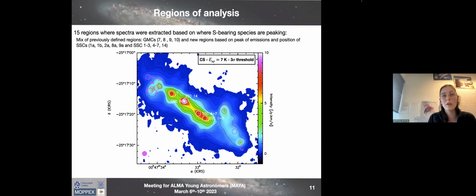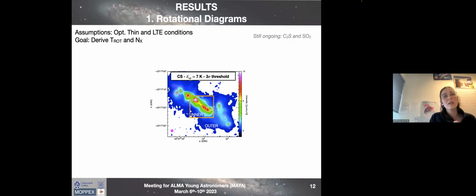And in the inner part, where there was the superstellar cluster I was telling you about, the emission is more consistent with the superstellar cluster than with giant molecular clouds. So we extracted based on this superstellar cluster position. We started with a basic LTE analysis with a rotational diagram. I'm going to show you the results for all of these species except for C2S and SO2.